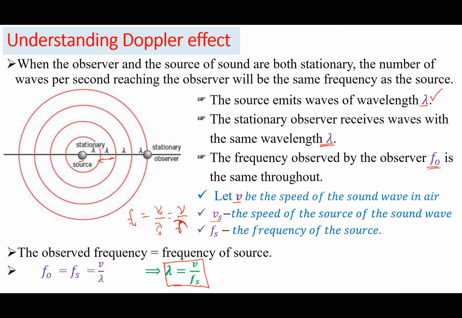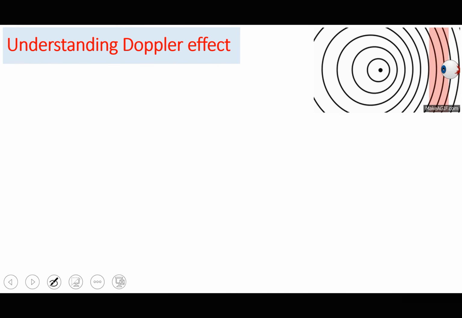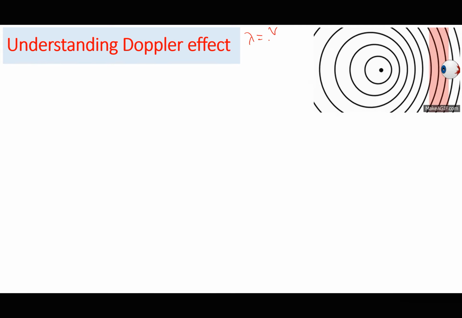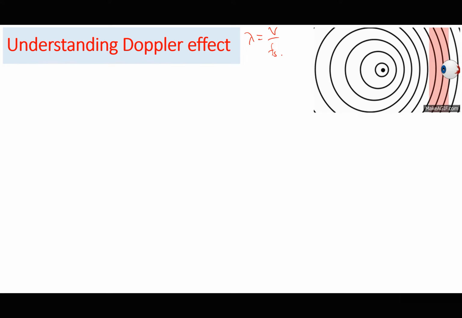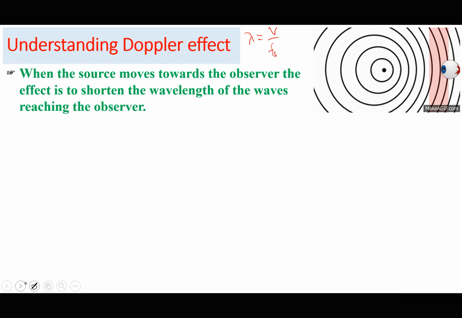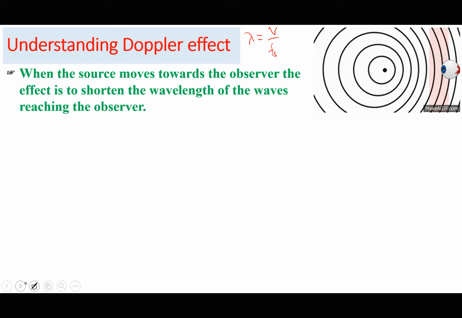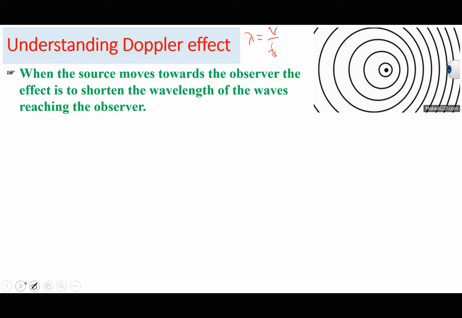Now let's modify this situation and think of a situation where the source is now moving towards the observer. Remember, when the source and the observer were stationary, the observed wavelength lambda was equal to v over fs, where v is the speed of the waves in air and fs is the frequency of the source. So when the source moves towards the observer, the effect is to shorten the wavelength of the waves reaching the observer. In other words, since they travel a shorter distance before reaching the observer, it's like the wavelength has shortened.